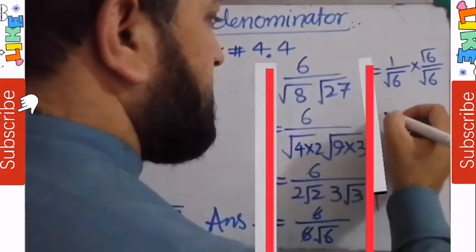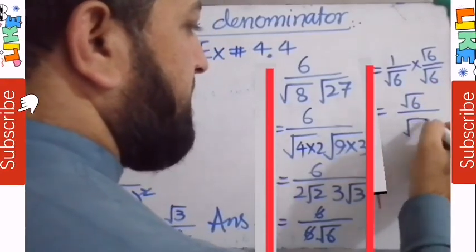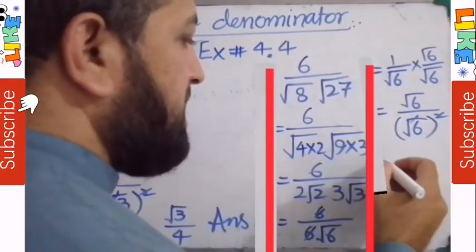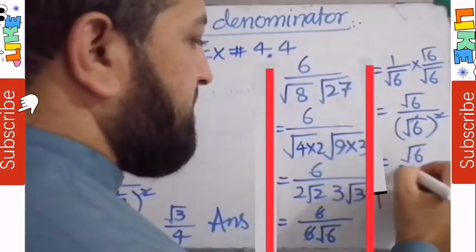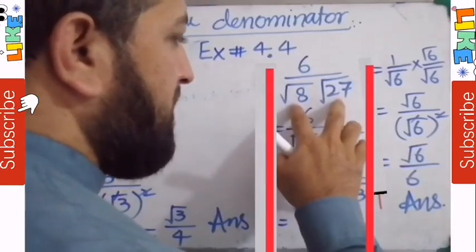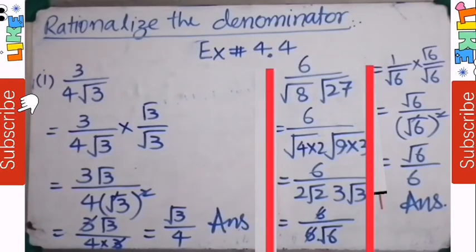Multiply and divide by this, we will have square root 6 in the numerator. Square root 6 times square root 6 will make square root 6 square. They will remove the root, and this is the answer. Square root 6 by 6. The denominator of this was irrational, now it is rational. So the denominator has been made rational. Our denominator is rationalized. You can see the answer.